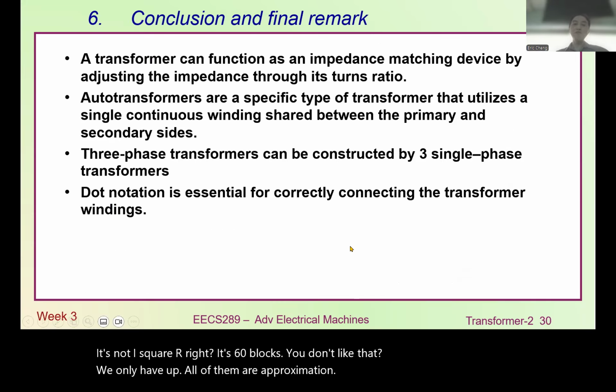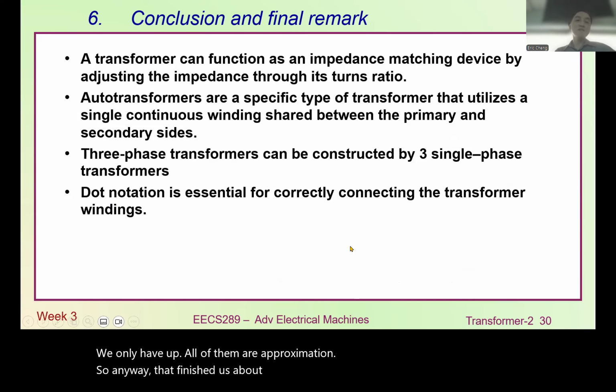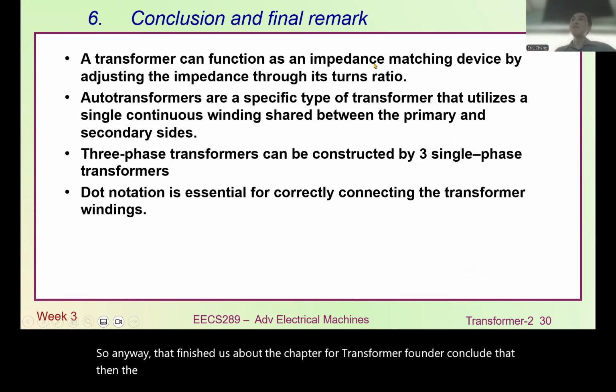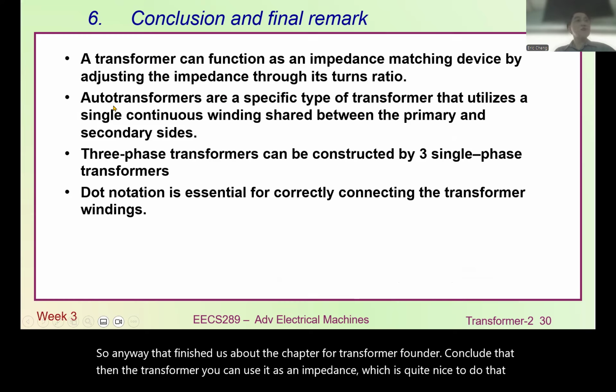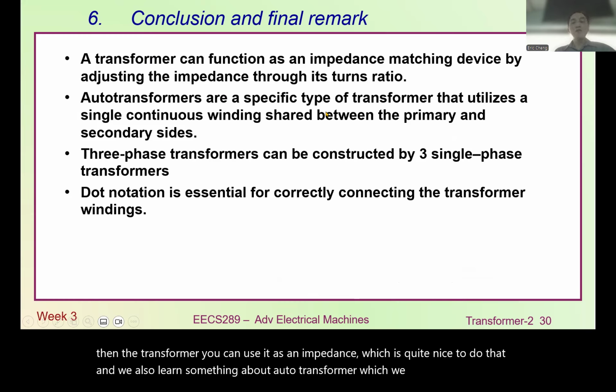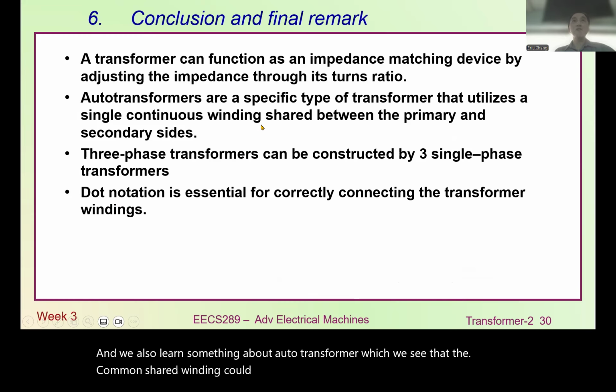So anyway, that finishes the chapter for transformer. Finally, to conclude, the transformer, we can use it as an impedance, which is quite nice to do. And we also learned something about auto transformer, where we see that the common shared winding could be something special. We can reduce the current. And then we also know something about the three-phase transformer parameter.